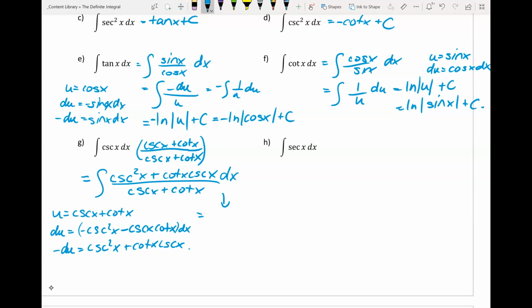And now we can continue and replace. So our numerator is now negative du, and our denominator is u. This will be negative ln absolute value of u plus a constant, but u is cosecant x plus cotangent x.